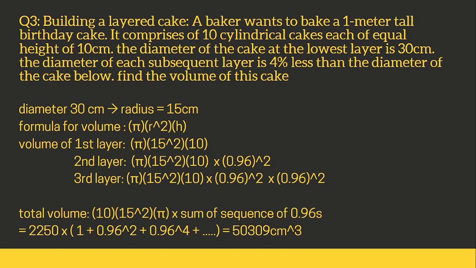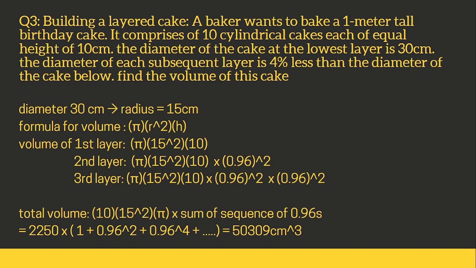For this question, we need to find the volume, and then what's the diameter. So what we want to do is take the diameter and turn it into a radius, so 30 cm becomes 15 cm. Then we're going to use the formula for volume, which is pi r squared h. The h is always going to be 10 cm, so we'll leave it as that.